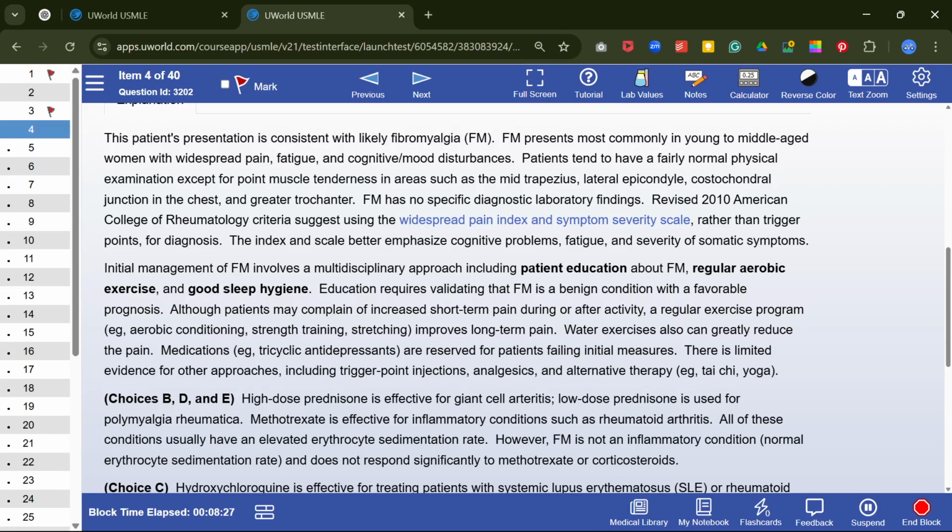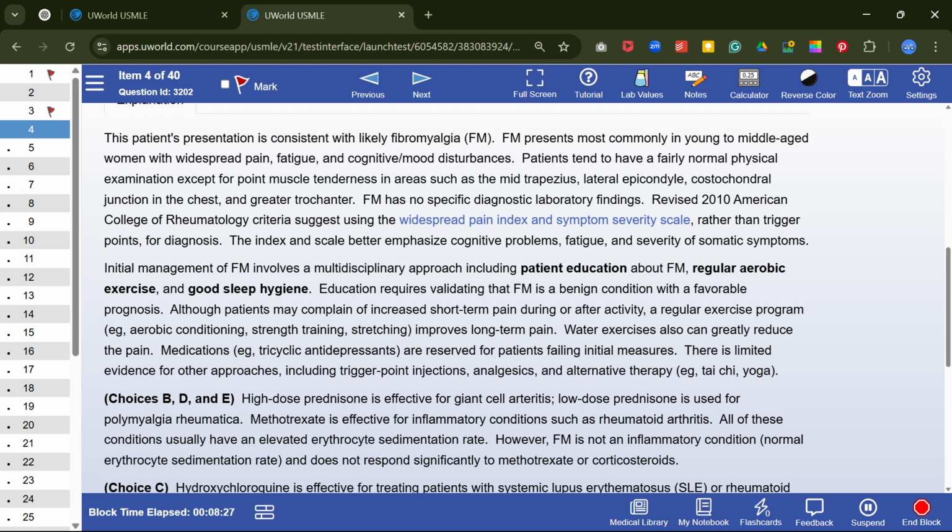Fibromyalgia has no specific diagnostic lab findings. The revised 2010 American College of Rheumatology criteria use the widespread pain index and symptom severity scale rather than trigger points for diagnosis. The index and the scale better emphasize cognitive problems, fatigue, and severity of somatic symptoms.